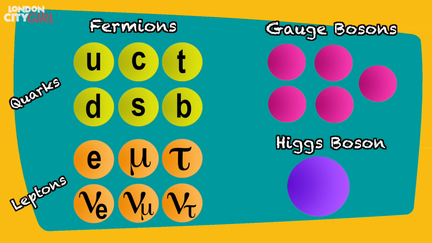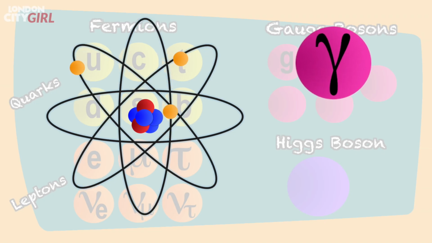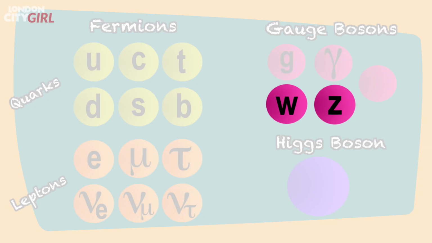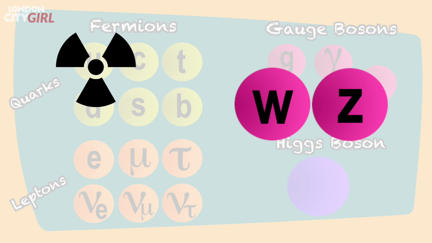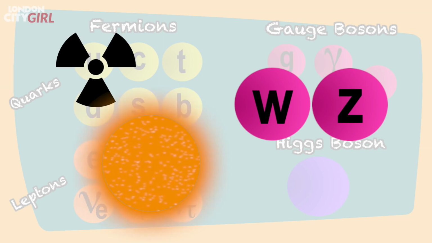We then have the force carrier particles, otherwise known as gauge bosons. The gluons we have discussed already. The photons are particles of light and carry the electromagnetic force, which holds the electrons in atoms. The W and Z bosons carry the weak nuclear force, which is involved in some forms of radioactivity and plays a role in how the sun burns.